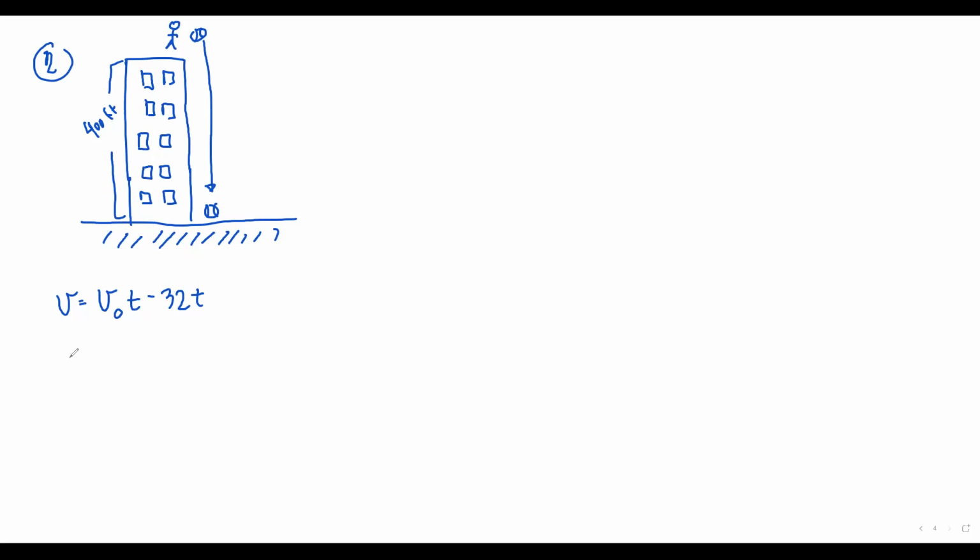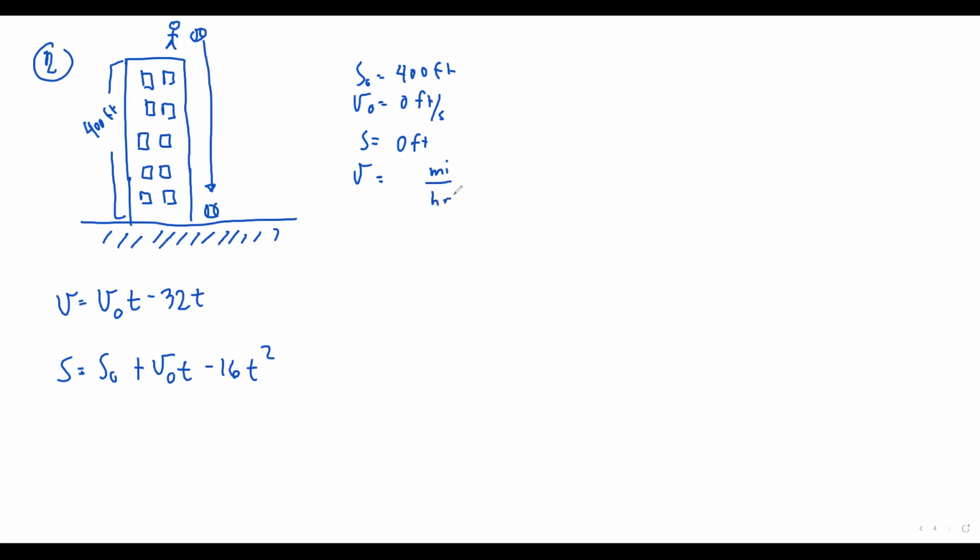Which is S equals S0 plus V0 t minus 16T squared. Okay? So we have an initial height of 400 feet, an initial velocity of 0 feet per second, and a final height of 0 feet. And what we're looking for is the velocity in miles per hour. So that will be our working equation.